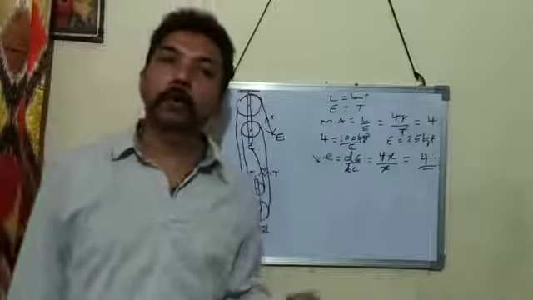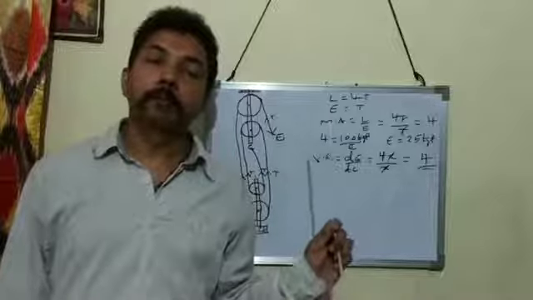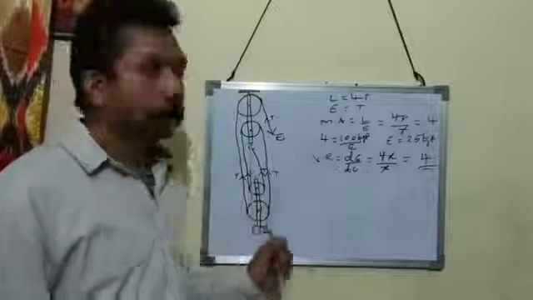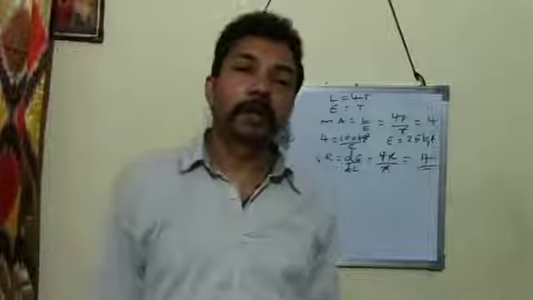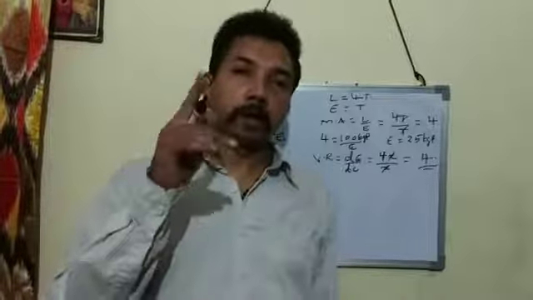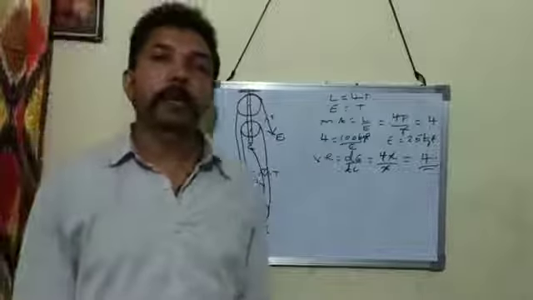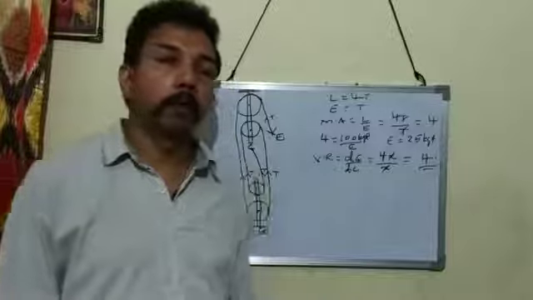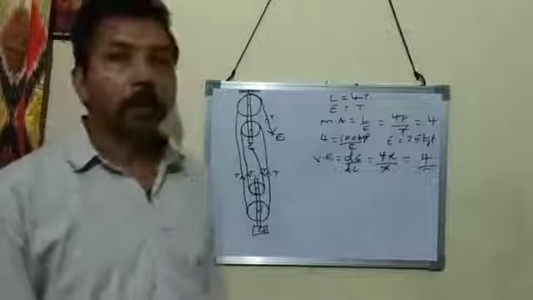If you are asked to draw a block and tackle system of 6 pulleys, then you have to make 3 pulleys in the upper block and 3 pulleys in the lower block. Then you have to start the string from the upper block in the case of even number. And if it is an odd number, then you have to make 1 pulley more in the upper block than the lower block. If you are asked to draw a block and tackle system of 9 pulleys, then you have to make 5 pulleys in the upper block and 4 pulleys in the lower block. And in that case, you have to start the string from the lower block.